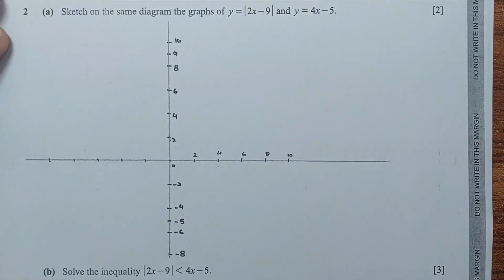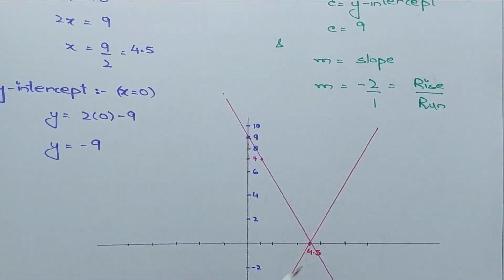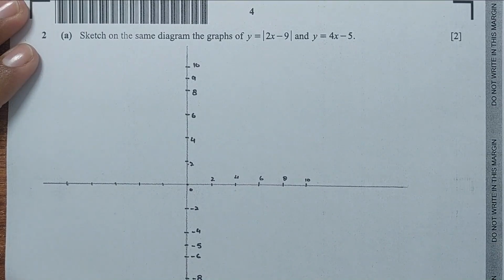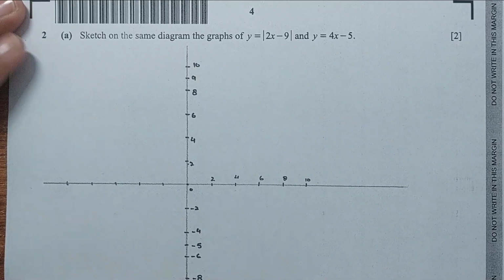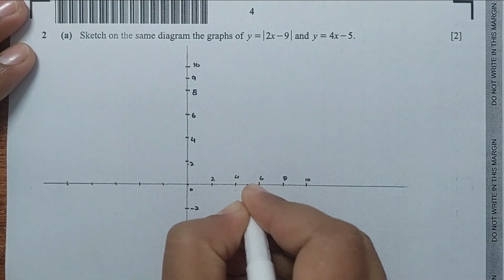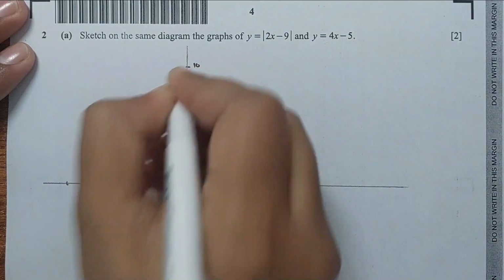All right. Now we need to sketch the first one. The first one we have already done. This is 4.5 and this is 9. So let me sketch 4.5 and 9. 4.5 is in the middle of 4 and 5. This is 5 and this is 4.5, right? And this point is 9.